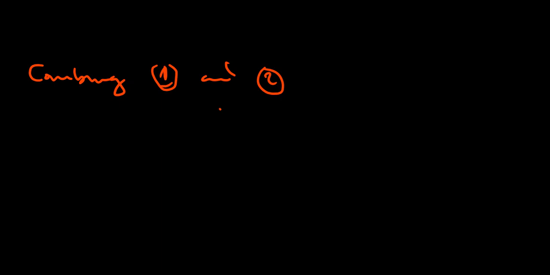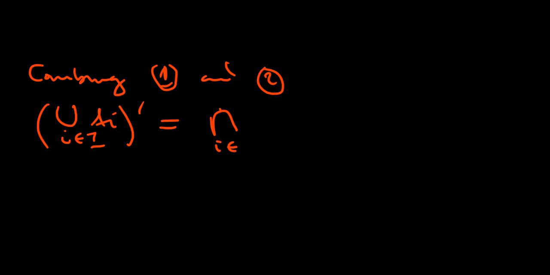So combining these two parts of the proof shows us that indeed the complement of the union of all these sets A_i is equal to the intersection over the indexing set of A_i complement. And this is the end of our proof and this video.